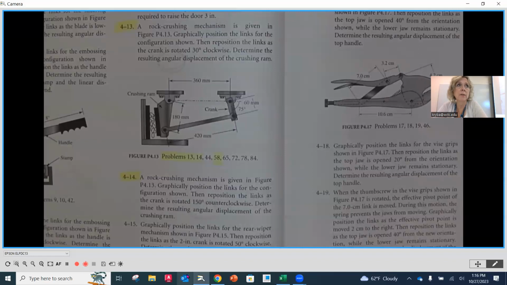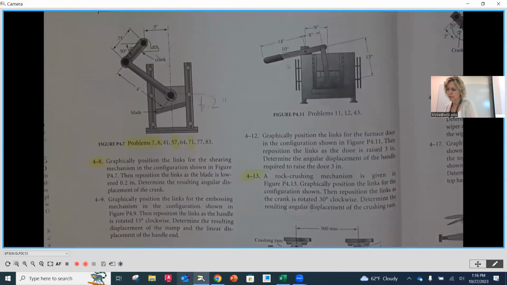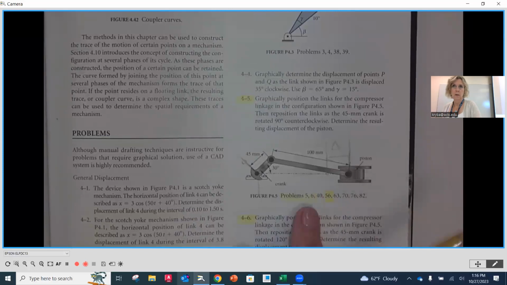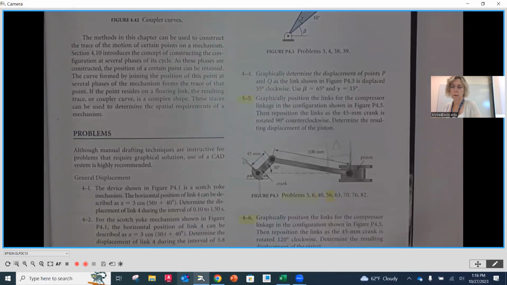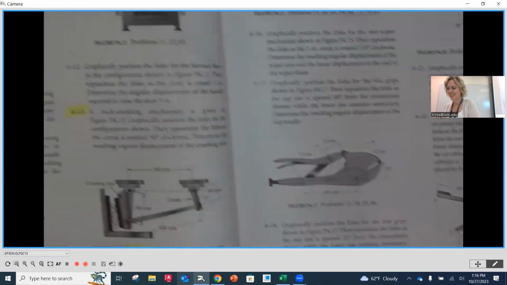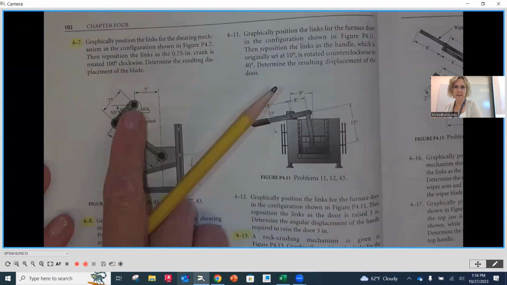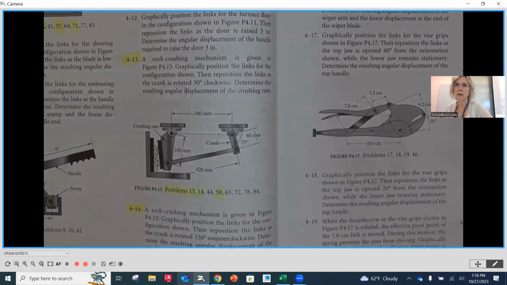Now, those are the only three diagrams that you're creating. You're creating one for the rock crusher, one for the shearing mechanism, and one for this piston arrangement. Okay. So you've got an inline slider. You've got an offset slider. Sliders over here, and you've got the offset there. And then you've got like a crank rocker. Okay.